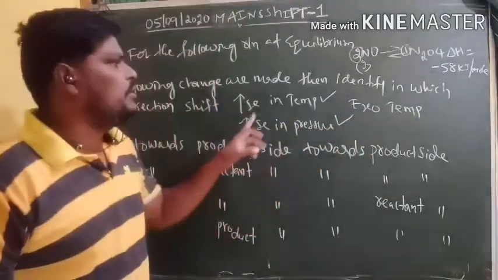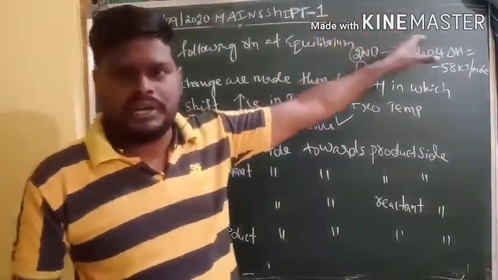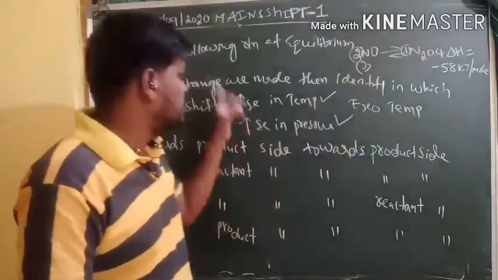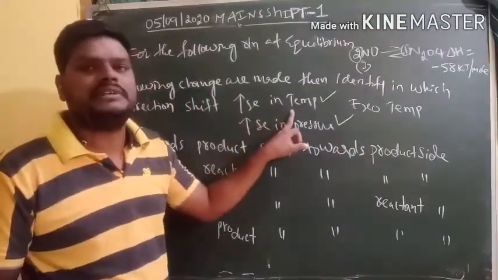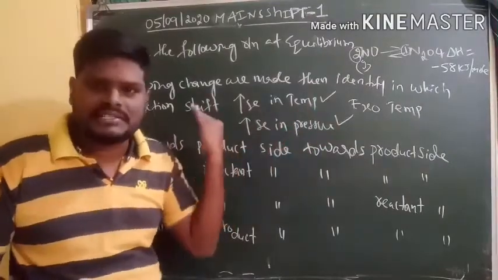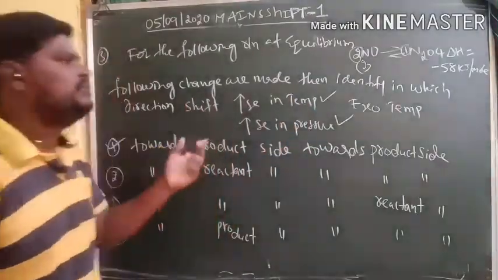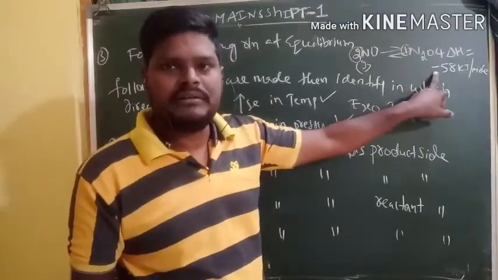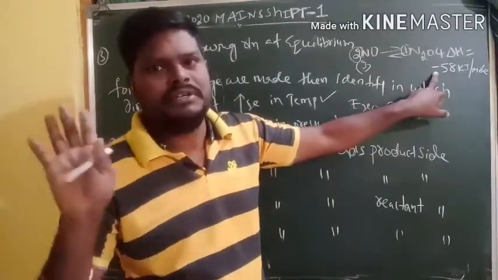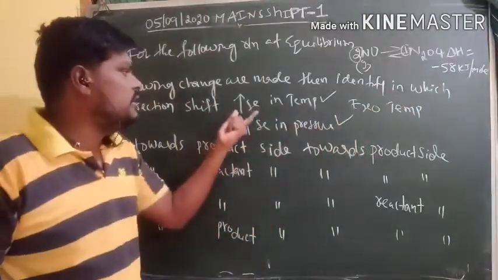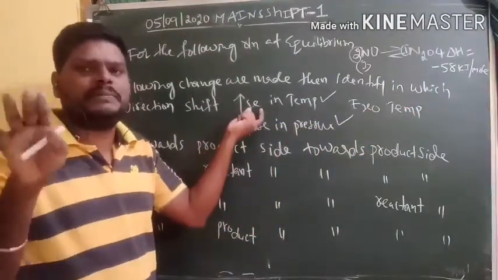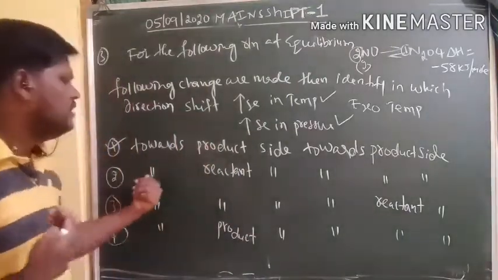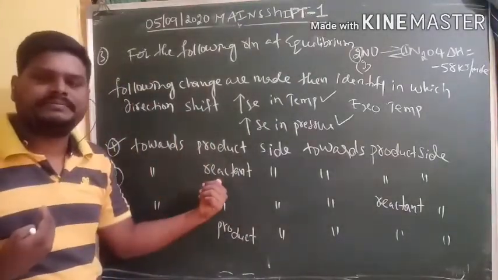Low temperature moves the reaction in the forward direction, that is, towards products. But according to our question, temperature increases, so it is the reverse: the backward direction, towards the reactant side.